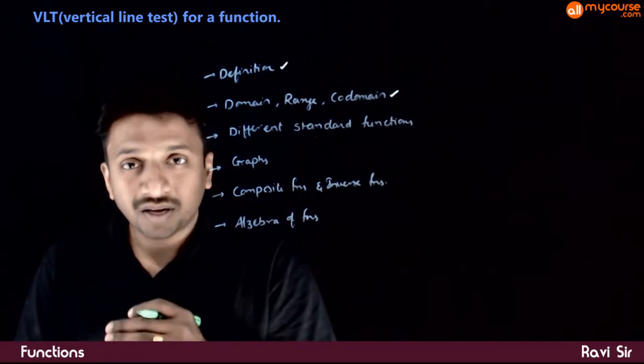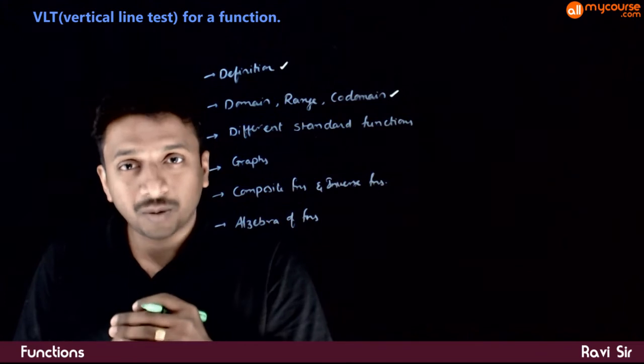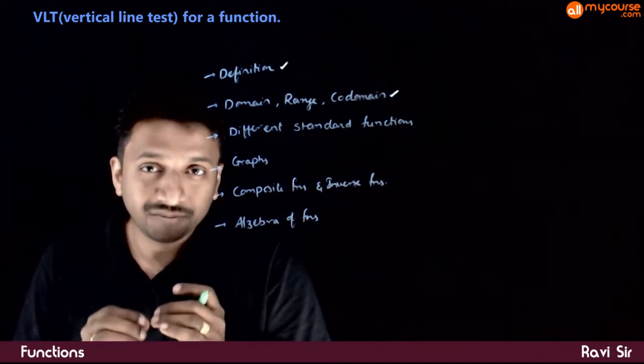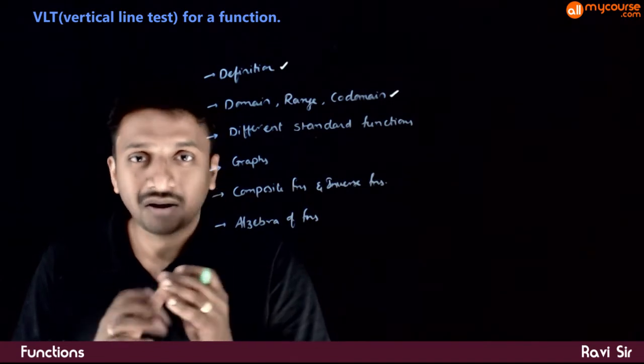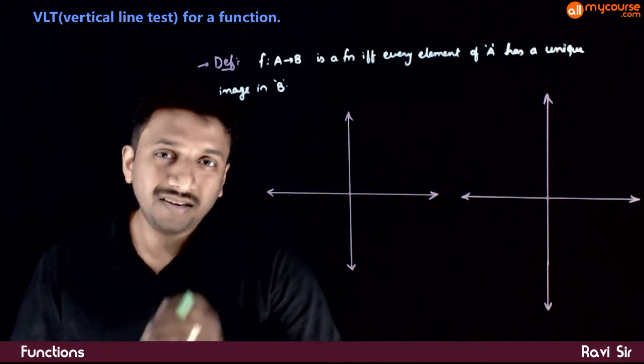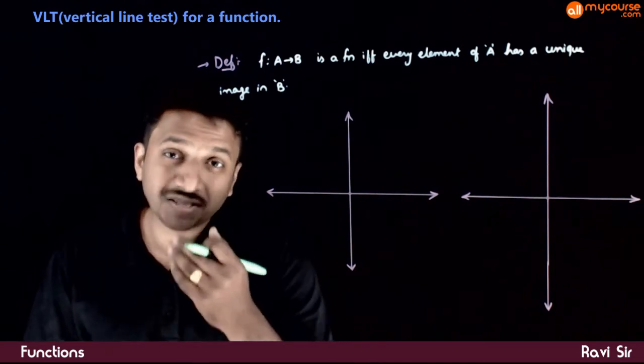Now in this topic we'll go into a very important topic called the vertical line test to determine if a relation is a function or not. We have already seen the definition of a function. So what is a function?